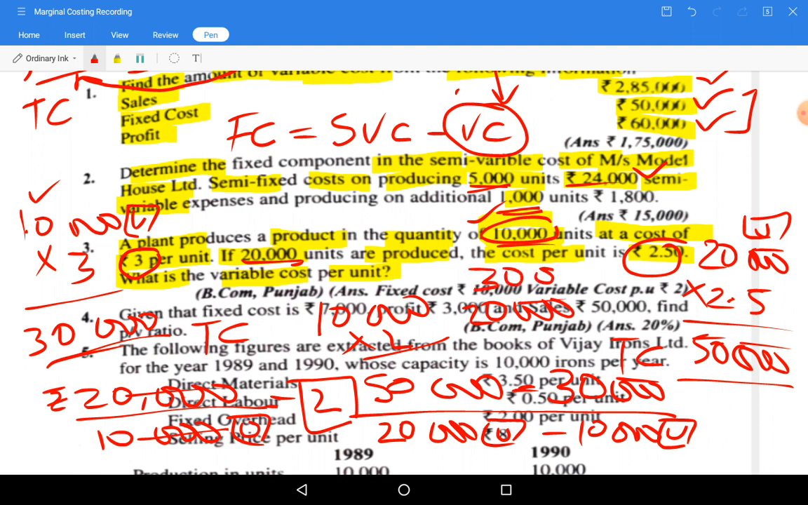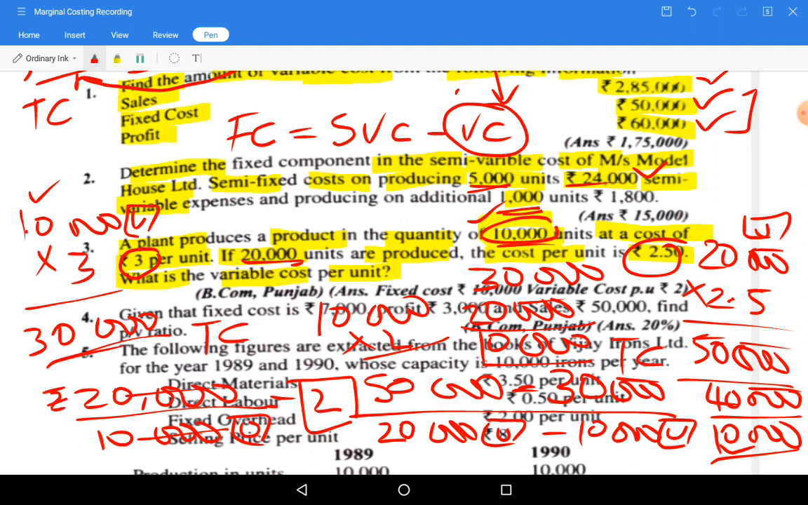30,000. From 30,000 if you deduct 10,000, the remaining 10,000 will be your fixed cost. Suppose 20,000 units, 20,000 into 2 rupees, 40,000. Total cost is 50,000 and variable cost is 40,000. The remaining 10,000 is your fixed cost. See, fixed cost here is also 10,000, here also 10,000.